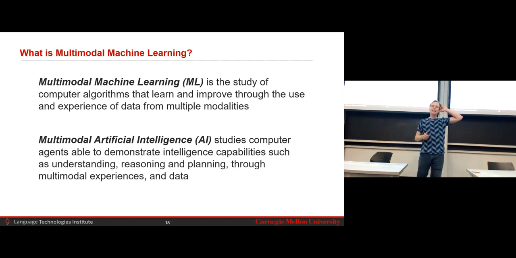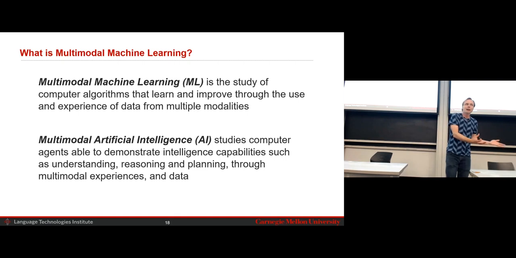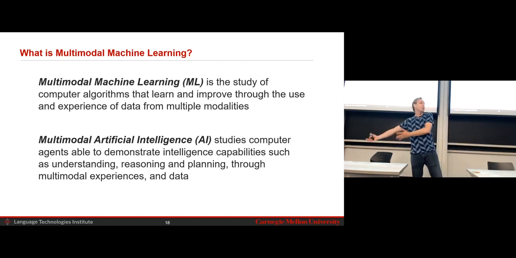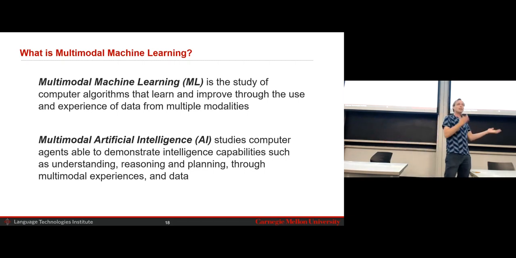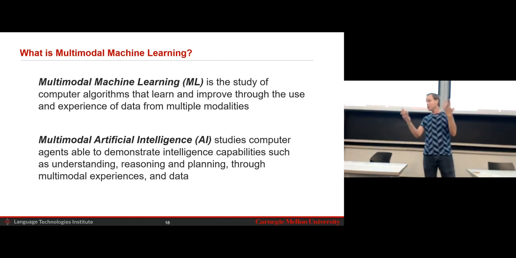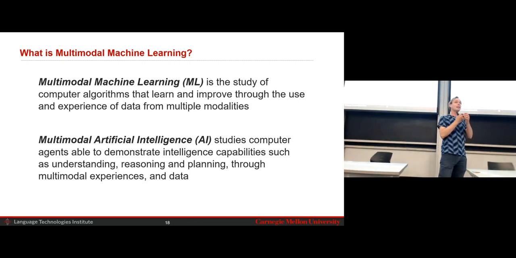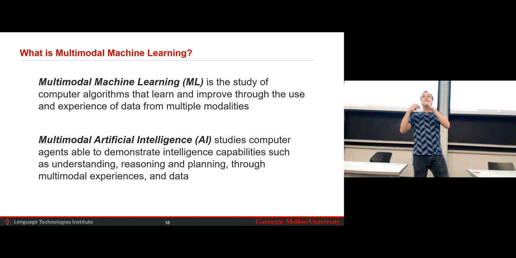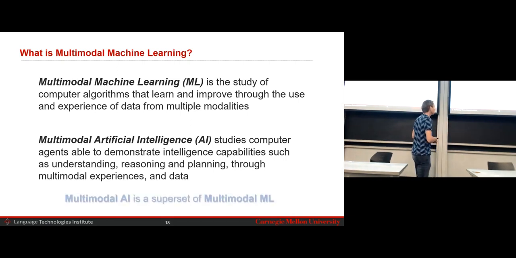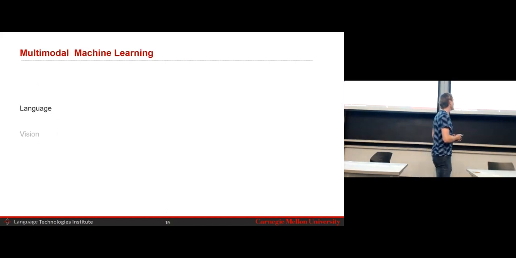And for multimodal, there's no point in us repeating the core machine learning. We're trying to focus on what is in multimodal that's understudied in typical machine learning. It doesn't mean that it's not studied in machine learning, but it's maybe understudied, and there's something about multimodal that really emphasizes, and it's usually more about heterogeneity and connection between modalities. So multimodal AI is a superset of multimodal machine learning.